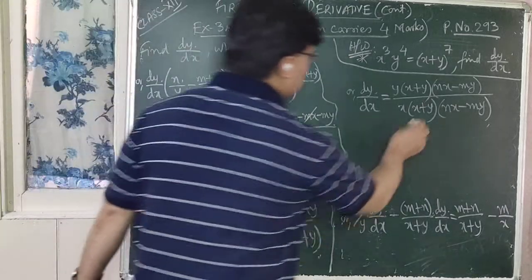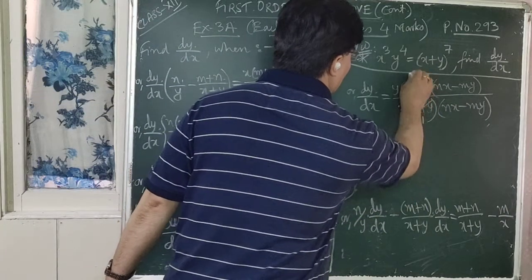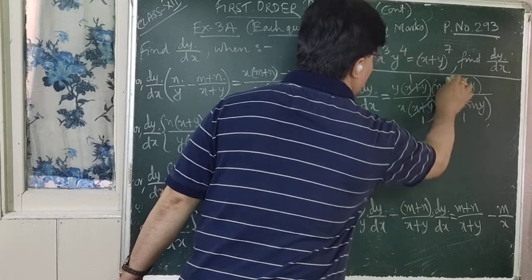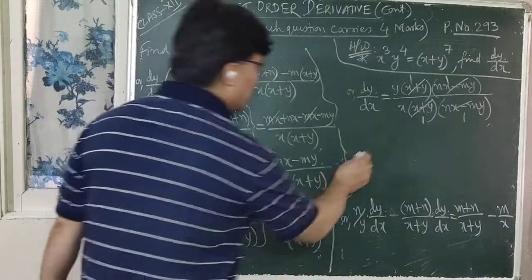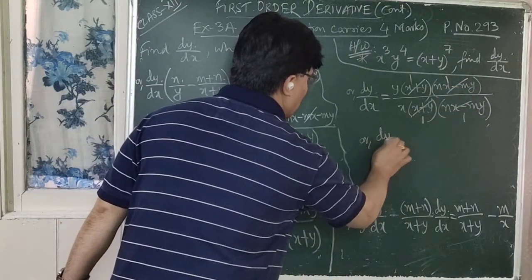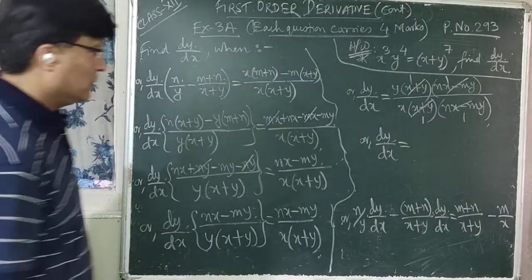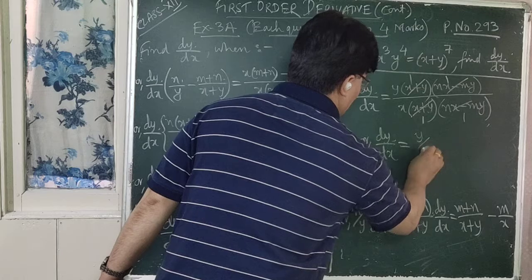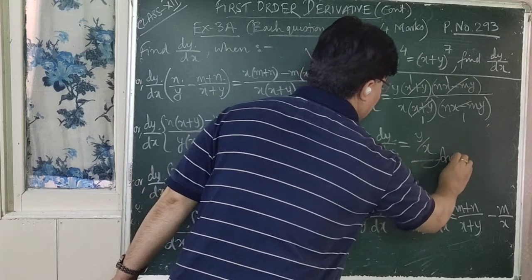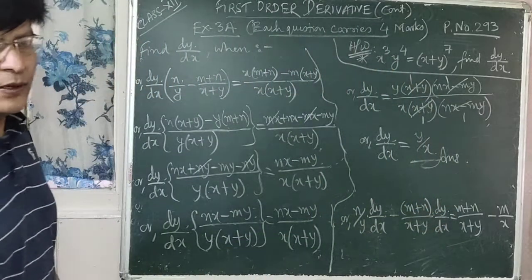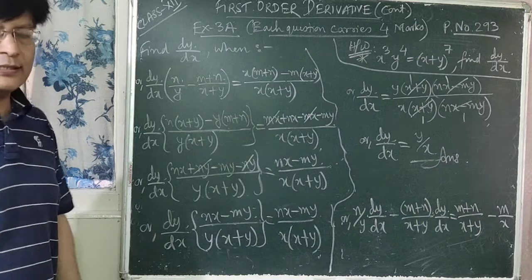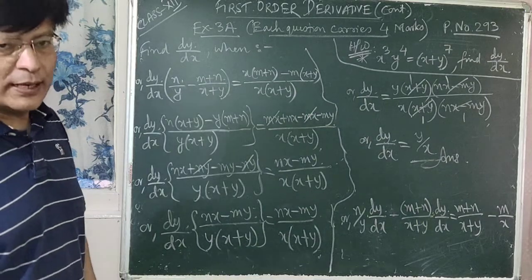So here you can cancel the common factors, x plus y is 1, nx minus my, that is also 1. So what is the final answer here? So dy by dx is equal to, what is the answer in this case? It is y by x. So this is the final answer. That is dy by dx is equal to y by x.